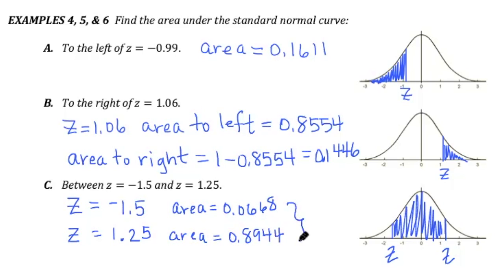And as mentioned previously, you're always now going to subtract those to find the area between them, always taking the larger area, subtracting the smaller area. And that gives us a final answer for this one of 0.8276.